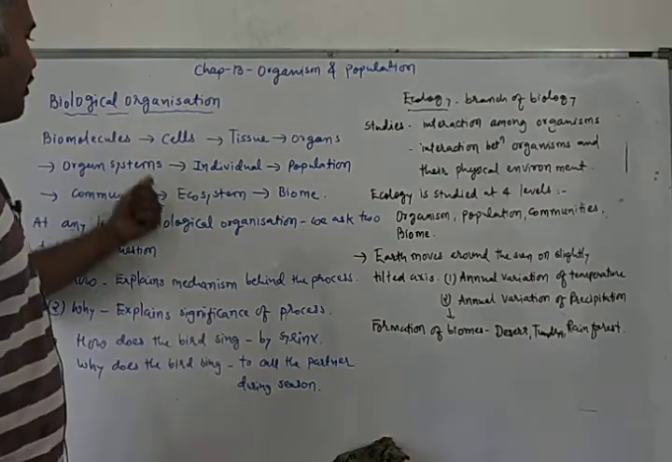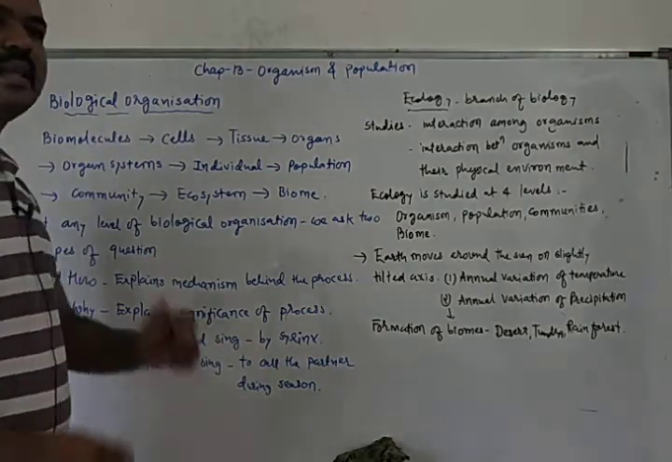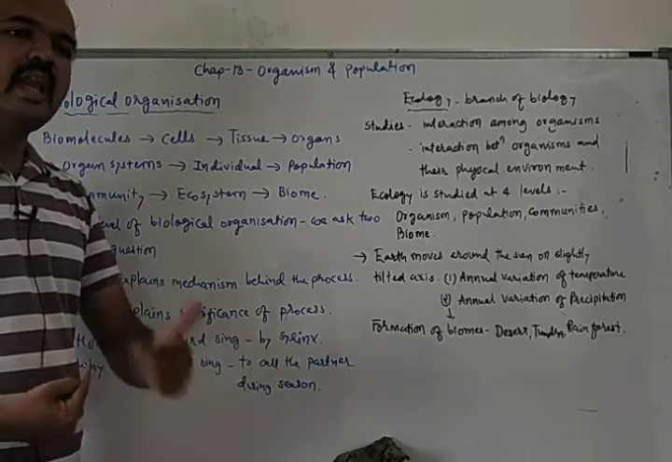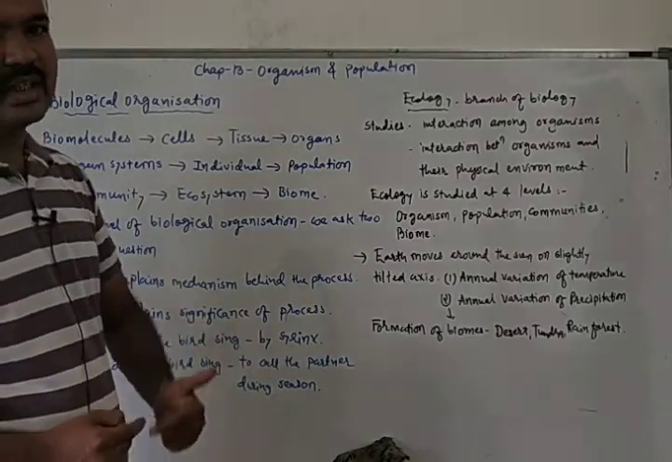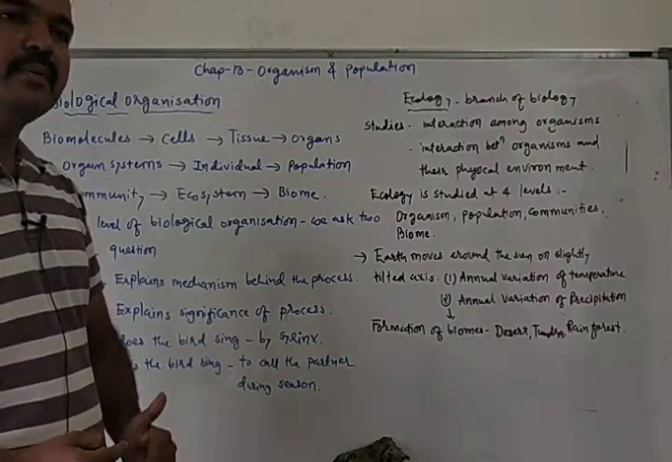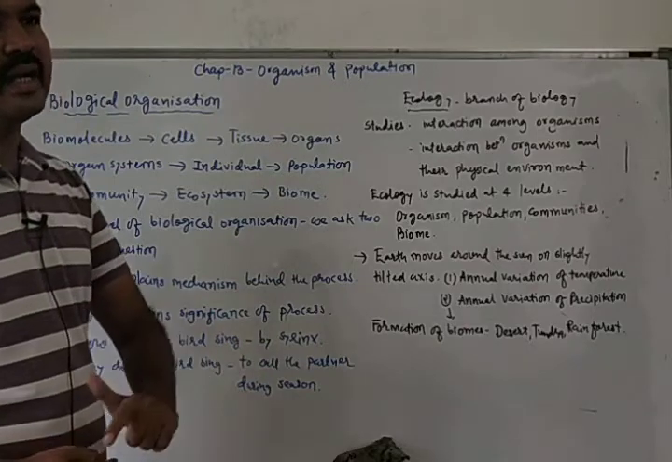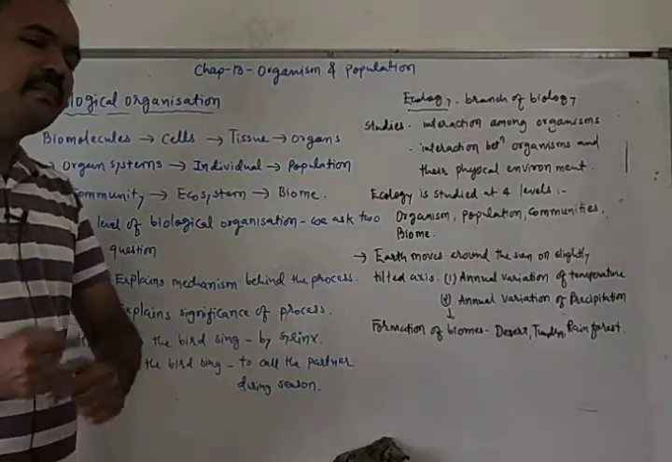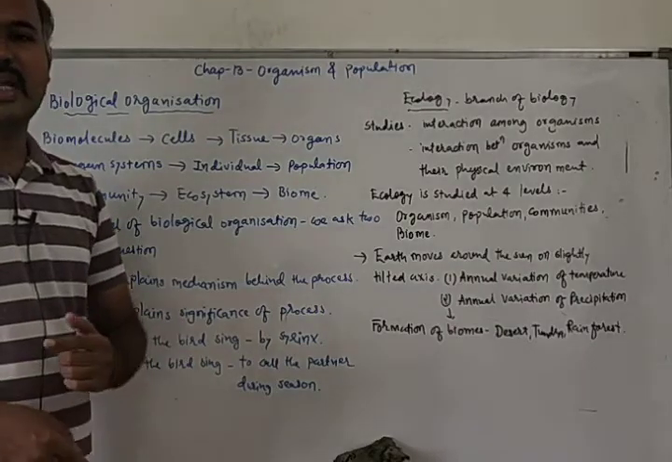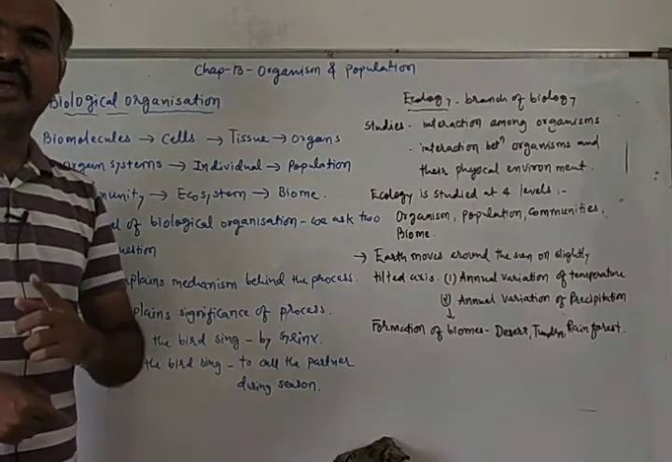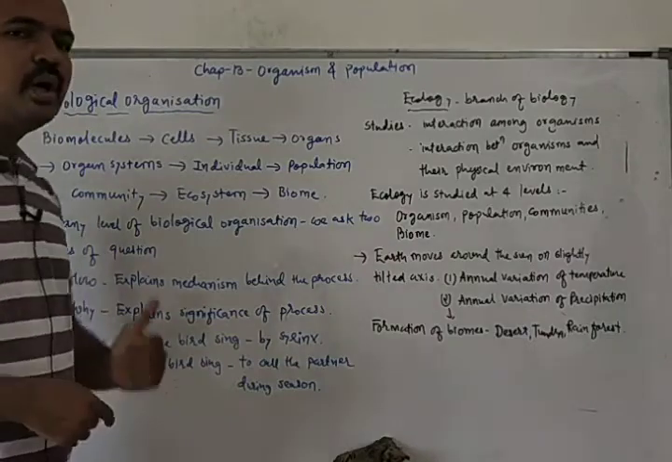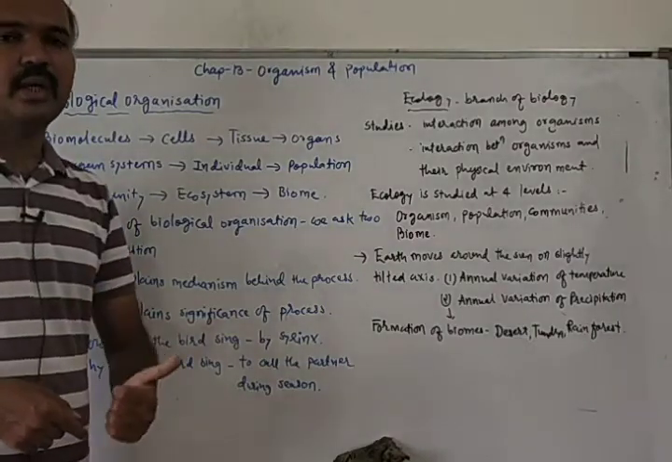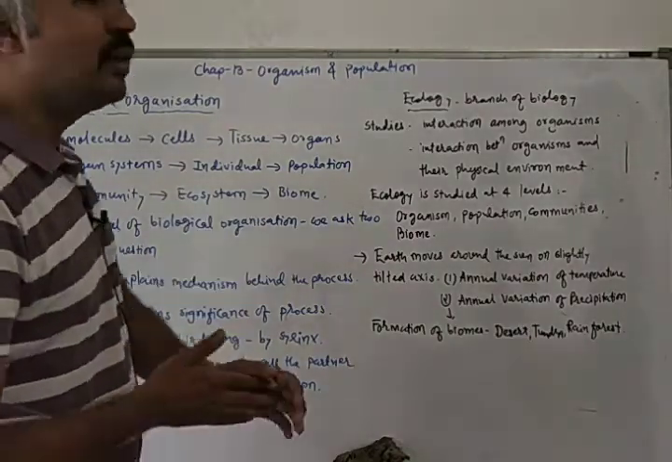Okay, so this is about biological organization, and then we said that if we want to learn any process in the biological organization, we may ask two types of questions: how type of question and why type of question. How type of question explains the significance of the mechanism behind a process, whereas why type of question explains the significance of the process. And then we saw two examples of both the questions. Now let's talk about ecology.